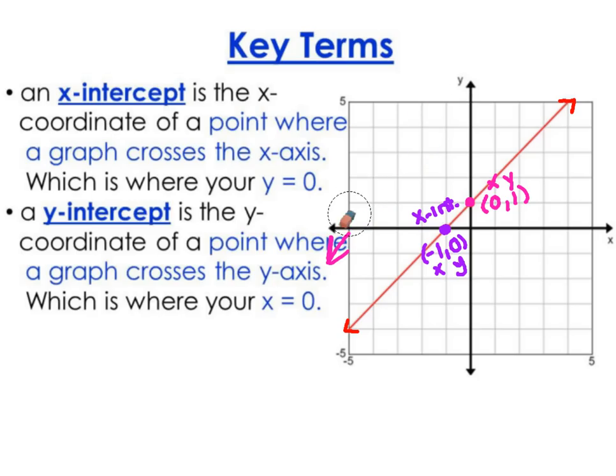So now if I need to find an x-intercept for any type of function, I would put 0 in for y, and if I needed to find a y-intercept for any function, I would put 0 in for x. Okay, so that's why these work the way they do. I just want you to understand that so you don't forget the rule.